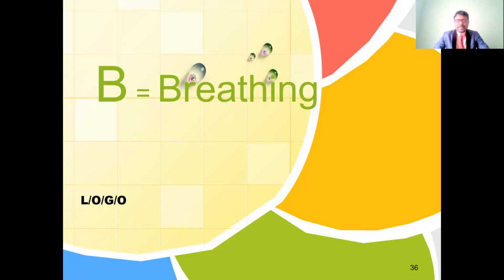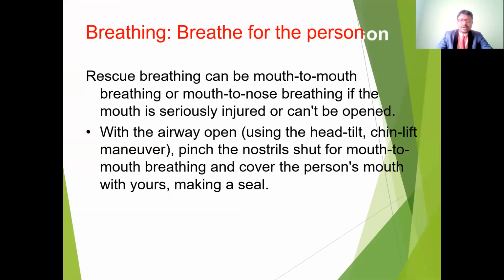Coming to breathing, breathing is also very important. If breathing is not possible, if the patient has abnormal breathing, we have to give mouth-to-mouth respirations. Rescue breathing can be mouth-to-mouth or mouth-to-nose breathing if the mouth is seriously injured or can't be opened. Depending upon the patient's condition, if the patient is unable to breathe, we have to give artificial breathing through mouth-to-mouth as well as mouth-to-nose.